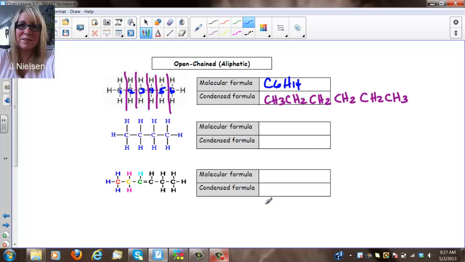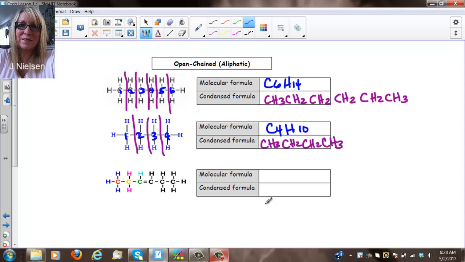Okay, the molecular formula here. I have 1, 2, 3, 4. So this is C4. I have double the H's, 8, 9, 10, H10. Let's do our condensed. So I have CH3 followed by CH2 followed by CH2 followed by CH3. I think you're getting the hang of this.